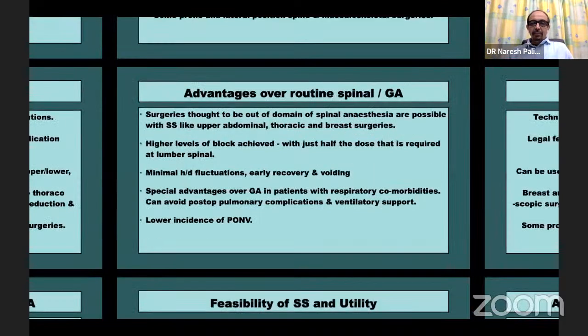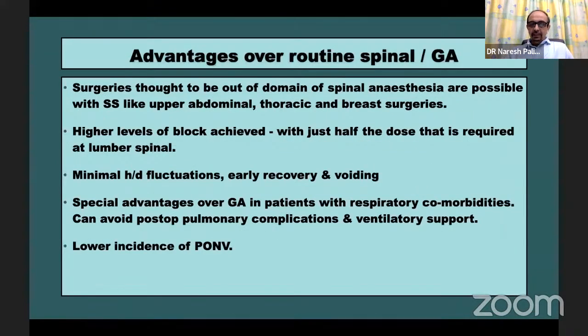There are some advantages over routine spinal and, at times, over general anesthesia. Surgery thought to be out of the domain of spinal anesthesia becomes possible with segmental spinal, like upper abdominal, thoracic, and breast surgeries. High levels of block can be achieved with just half the dose that is required at lumbar levels. There are minimal hemodynamic fluctuations, early recovery and voiding. There are special advantages over general anesthesia in patients with respiratory comorbidities, and it can avoid post-op pulmonary complications and ventilatory support in such cases. There is also a lower incidence of PONV.